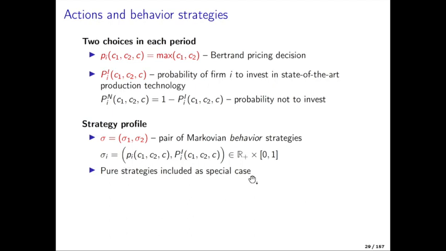Pure strategies are also included here as a special case, because if you invest with probability 1, that is a pure strategy. But it can also be a mixed strategy, where those probabilities of investment are somewhere in between 0 and 1.